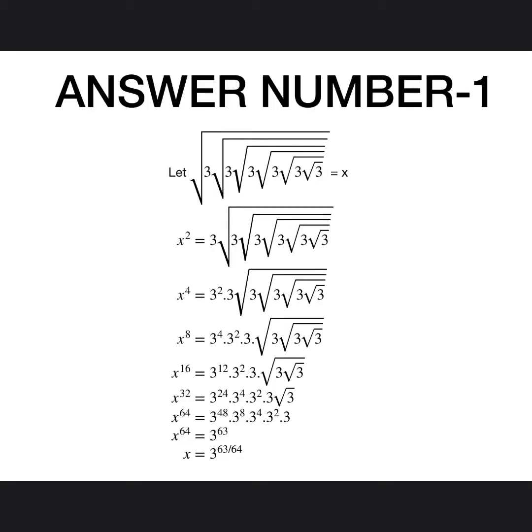Let this value be equal to x. Now take square on both sides. We will get x square is equal to 3 square root of 3 square root of 3 square root of 3 square root of 3 and square root of 3. We keep doing like this until the square root disappears. Finally we will get x is equal to 3 to the power 63 upon 64. So our correct option is none of these.